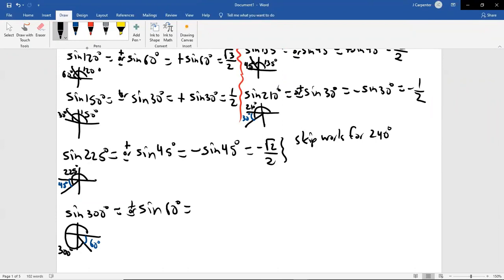Well, 300 degrees is in quadrant 4. A smart trig class says cosine is positive in quadrant 4. I think I said something wrong earlier. I meant to say tangent. I said cosine for this one, but I still had the right answer. Quadrant 3, tangent's positive, all others are negative, which is why we were choosing negative for quadrant 3. Quadrant 4, a smart trig class says cosine is positive, all others are negative.